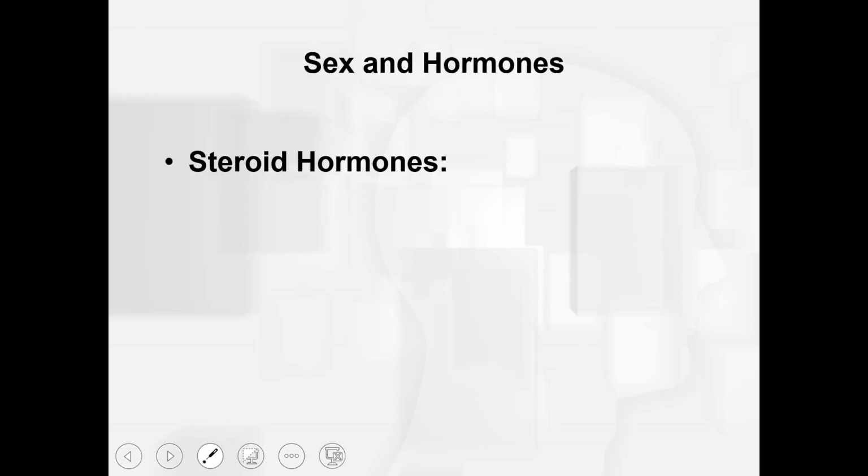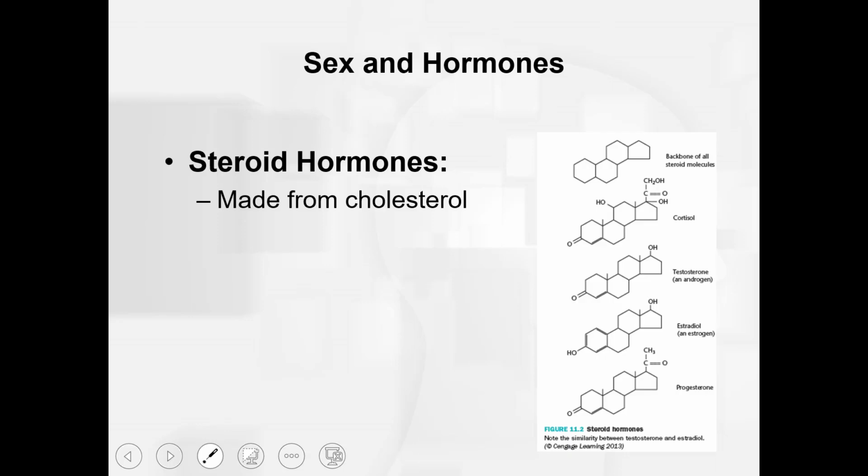Steroid hormones are made from cholesterol. So if you look here, we have the backbone of a cholesterol molecule, and then we have these different steroid hormones. So we have cortisol, testosterone, estradiol, and progesterone. We'll come back and talk about cortisol in the stress and anxiety section. But you'll see they all have this same backbone.